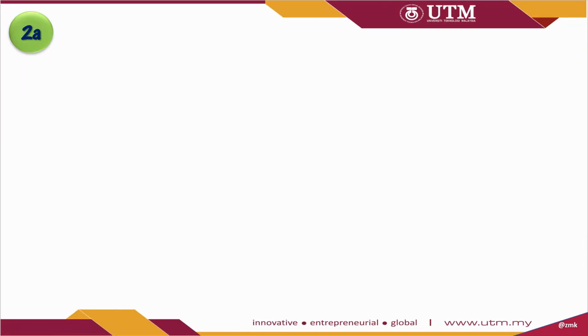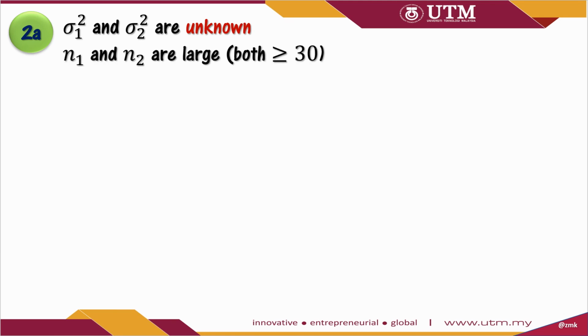Before answering the question on what the degrees of freedom are for cases 3A and 3B, let's browse through again quickly cases 2A and 2B. Case 2A, we have the following situations. First, the population variances sigma 1 squared and sigma 2 squared are unknown. Second, the sample sizes n1 and n2 are large, that is, at least 30, which allows us to use the z-score in the confidence interval formula. And third, the unknown population variances sigma 1 squared and sigma 2 squared are assumed to be equal.